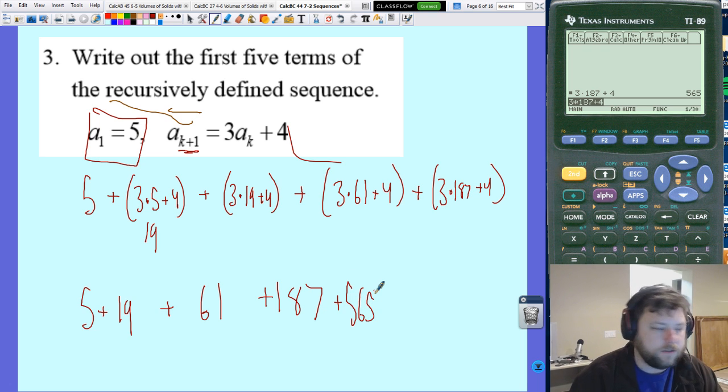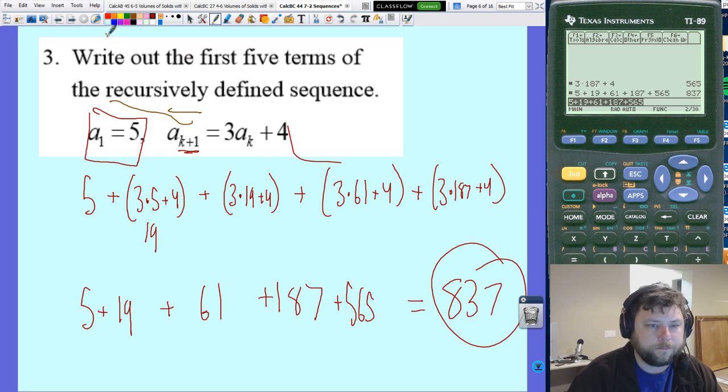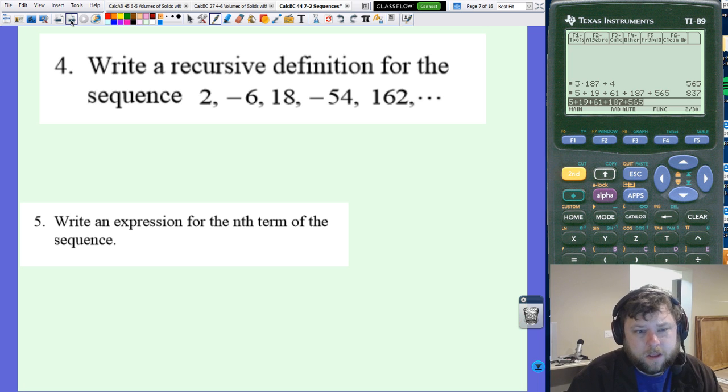And I could add all those numbers together: 5 plus 19 plus 61 plus 187 plus 565. And if I want to do the sum of that sequence, I'm going to get 837. There we go. We didn't have to do that, but we did. All right, recursive definition. So sometimes I'm given the pattern, and let's make the recursive pattern.